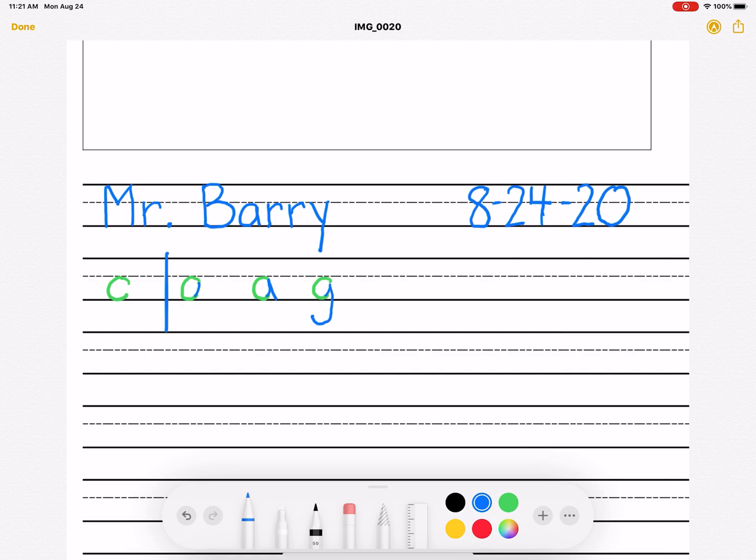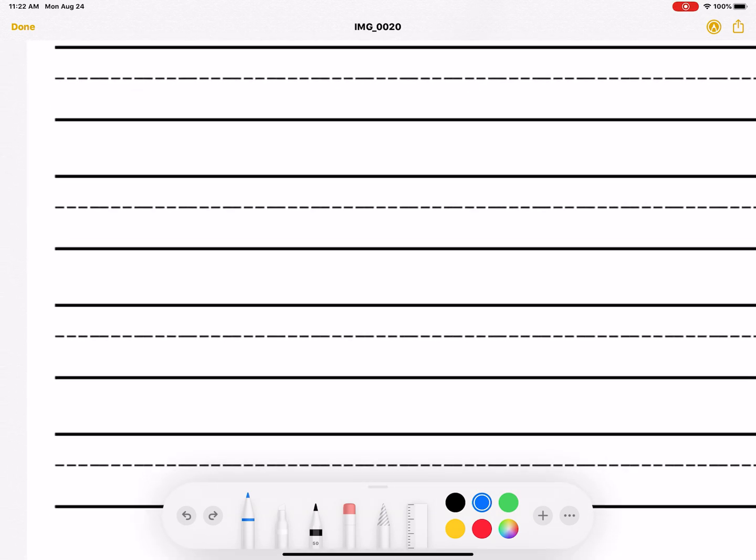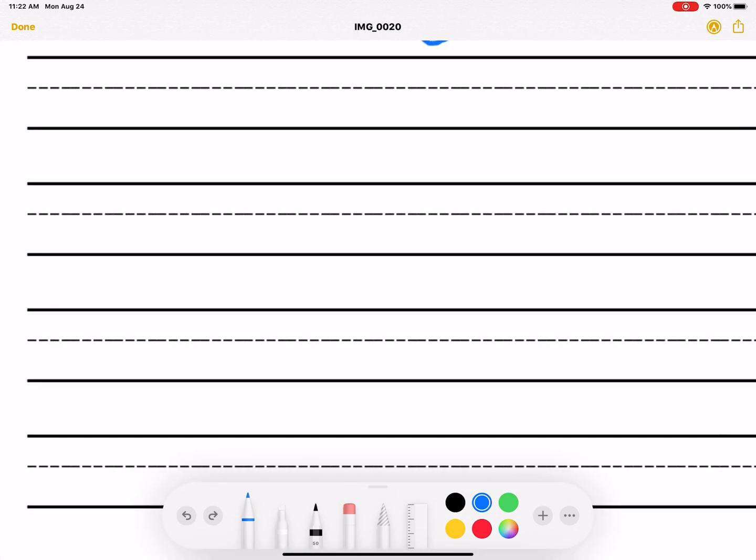I want to focus specifically on the letter G, since that is what we're now practicing. So, letter G. Make the letter C, close it, and make the hook. There's our nice letter G.